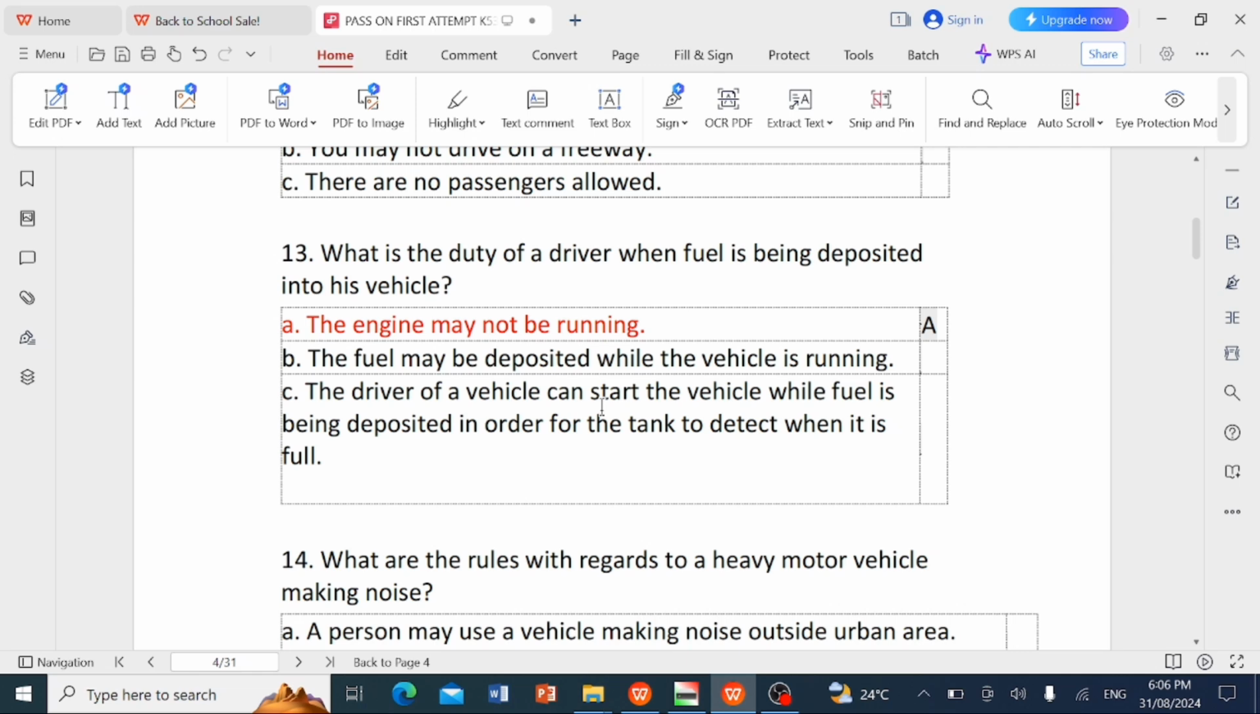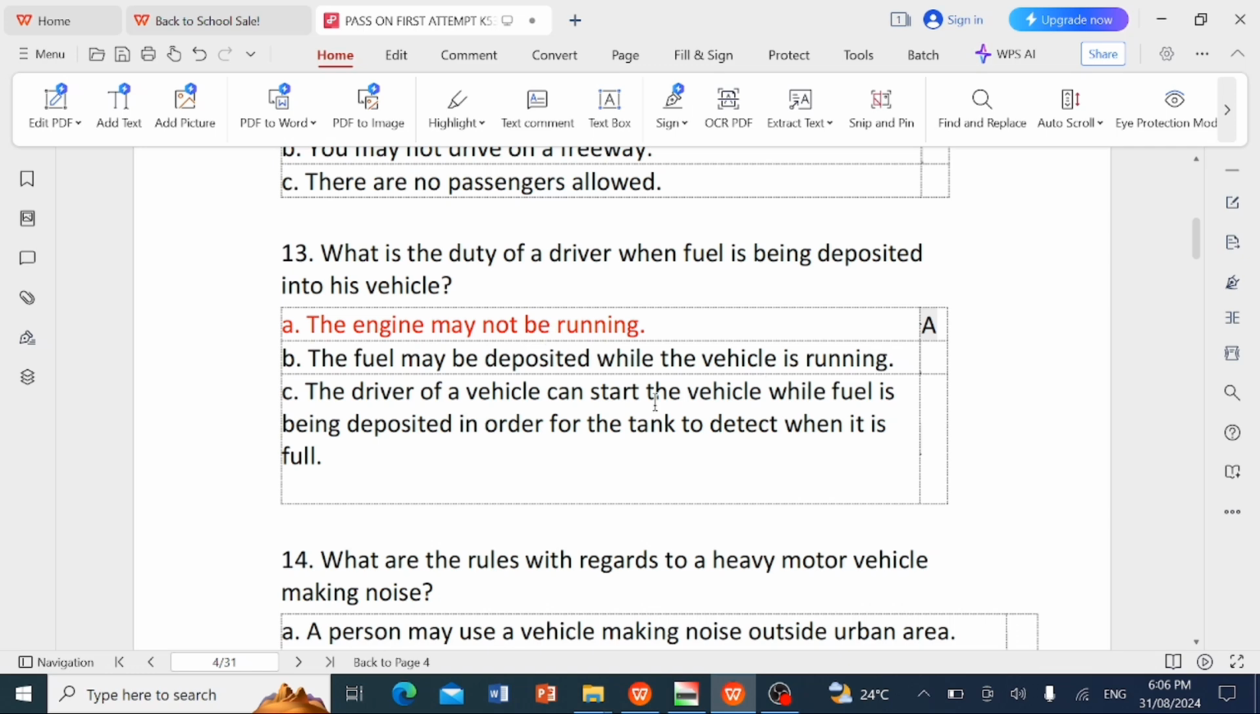What is the duty of the driver when fuel is being deposited into his or her car? Option A, the engine may not be running. B, the fuel may be deposited while the engine is running. That's not correct, right? Each time you get to a fuel station, you need to make sure that your engine is off, your car is off. You turn off your car before the fuel technician starts fueling your car.